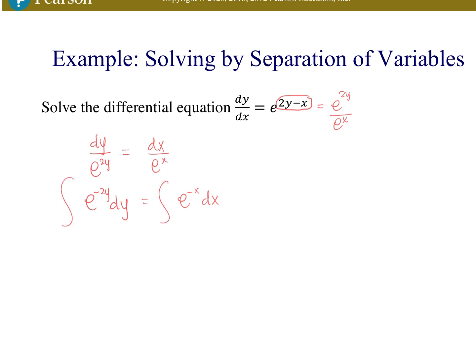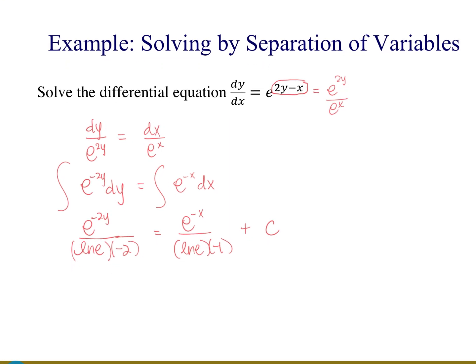On the y side, the antiderivative of e to the negative 2y equals e to the negative 2y, divided by natural log of e, and divided by the chain rule of negative 2. E to the negative x will have an antiderivative of e to the negative x, also divided by natural log of e, and the chain rule of negative 1. And then we have our ever-present constant of plus c.